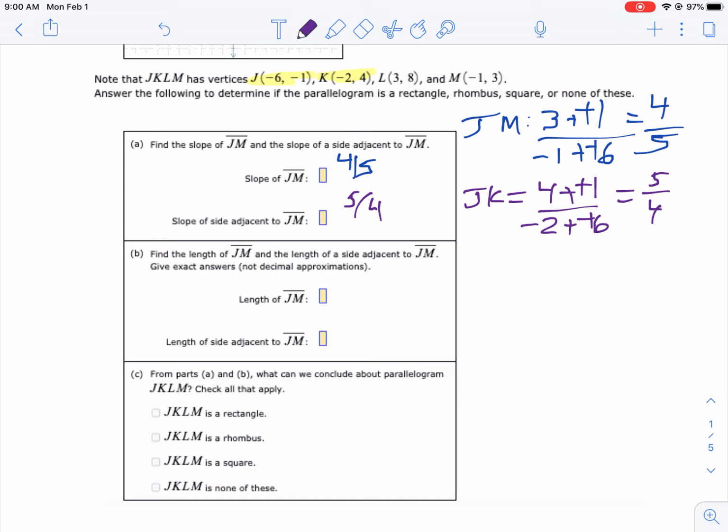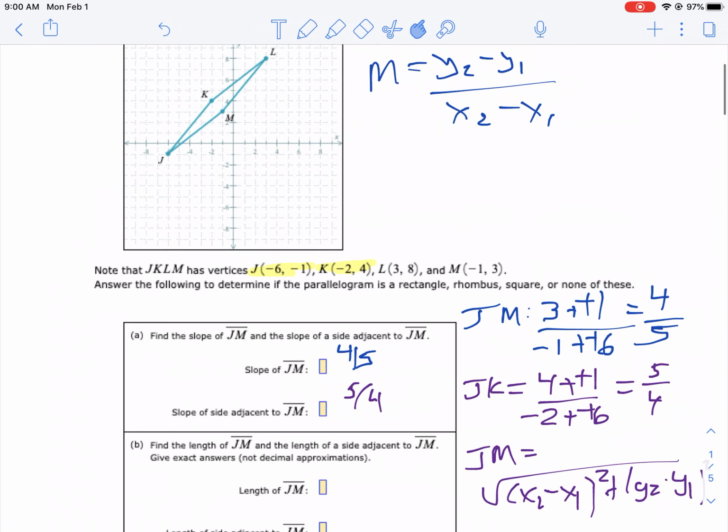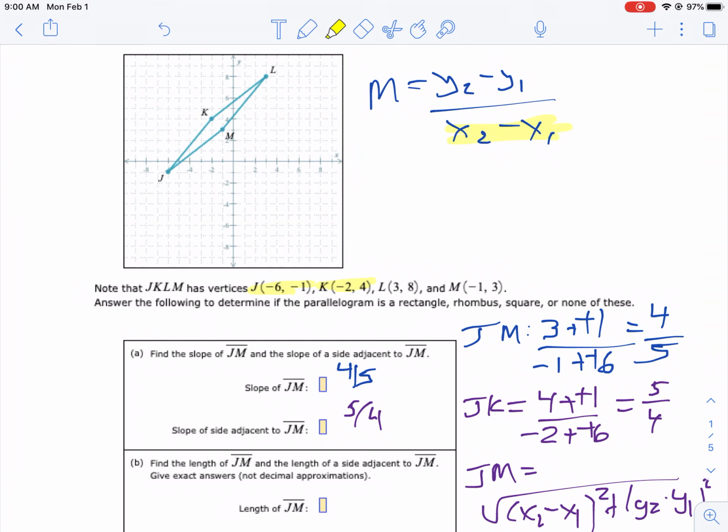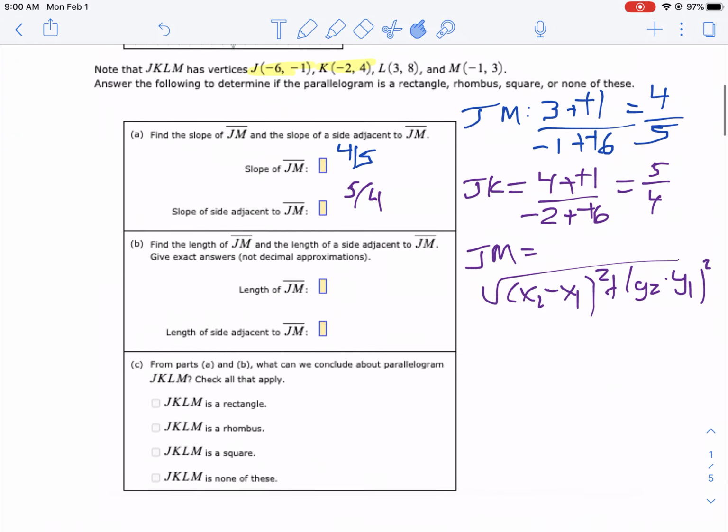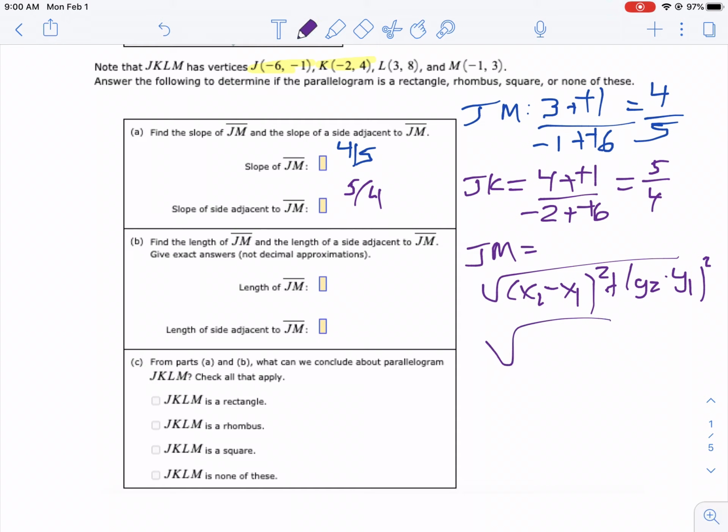Now, let's find the length of J to M. Remember, when you're finding length, we're going to use the distance formula. So it's the square root of x sub 2 minus x sub 1 squared plus y sub 2 minus y sub 1 squared. If you notice from our slope formula, x sub 2 minus x sub 1, that's our denominator, and y sub 2 minus y sub 1, that's our numerator. So we've already done this part. So that's going to be the square root of 4 squared plus 5 squared, or 5 squared plus 4 squared. If I want to be accurate, I want to have the x's first, although it doesn't matter. So that's going to be 25 plus 16, which is the square root of 41.